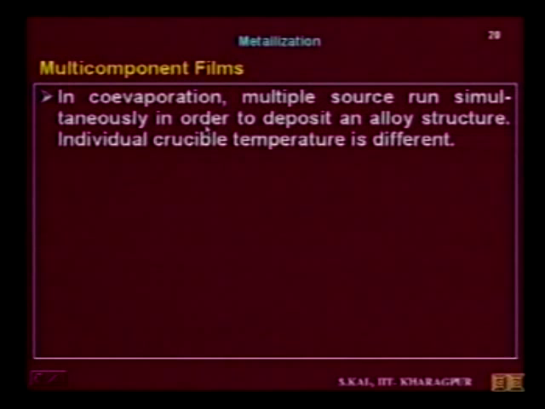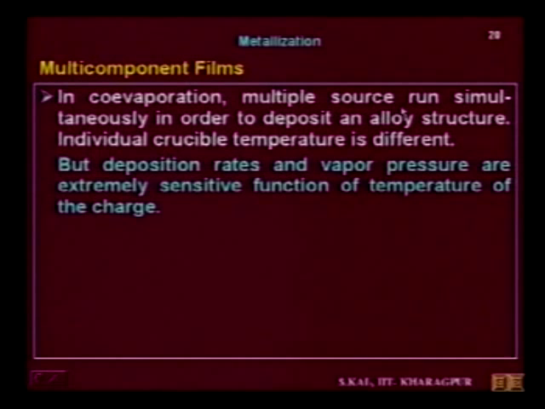Now, what I mentioned, those are again narrated here. In co-evaporation, multiple sources run simultaneously in order to deposit an alloy structure. Individual crucible temperature is different. Simultaneously, you are evaporating multiple films. But deposition rates and vapor pressure are extremely sensitive functions of the temperature of the charge. You have to maintain different temperatures of the charge, but at the same time, deposition rate and vapor pressure are extremely sensitive to the temperature of the charge. Because of that, you cannot ensure the correct composition of the deposited film.